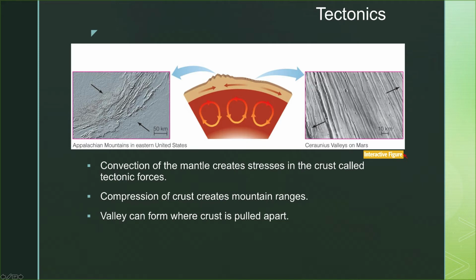And these are valleys on Mars that are formed from the crust moving out in the direction of these arrows, right? So they're getting pulled apart. You can see a valley being formed by the crust being pulled apart in these directions. And here, of course, the crust being bunched up, you get mountains. Okay, so it's convection of the mantle that creates these stresses in the crust that are called tectonic forces.